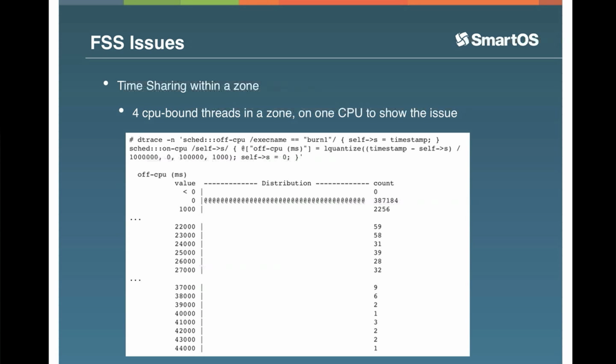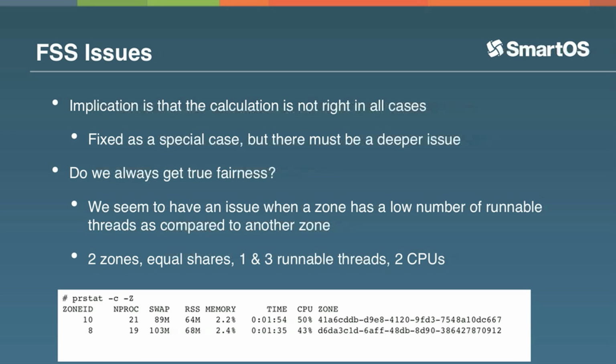So we had to actually fix the fair share scheduler to deal with this case, which we did. We fixed it as a special case. But the implication of that really is that the calculation that the fair share scheduler is doing to determine the priority of each thread really isn't quite right.